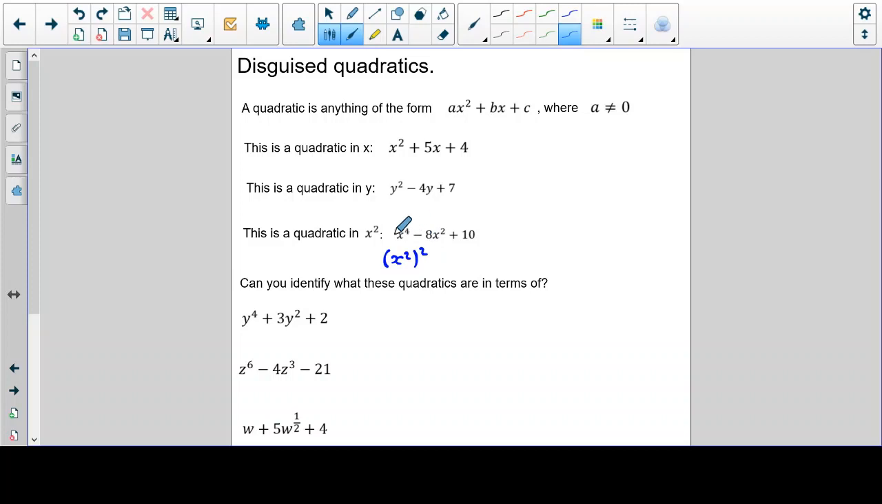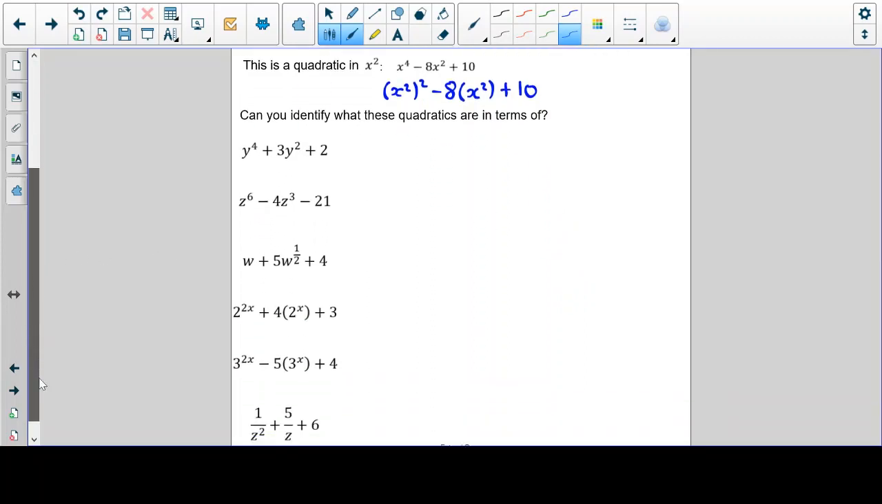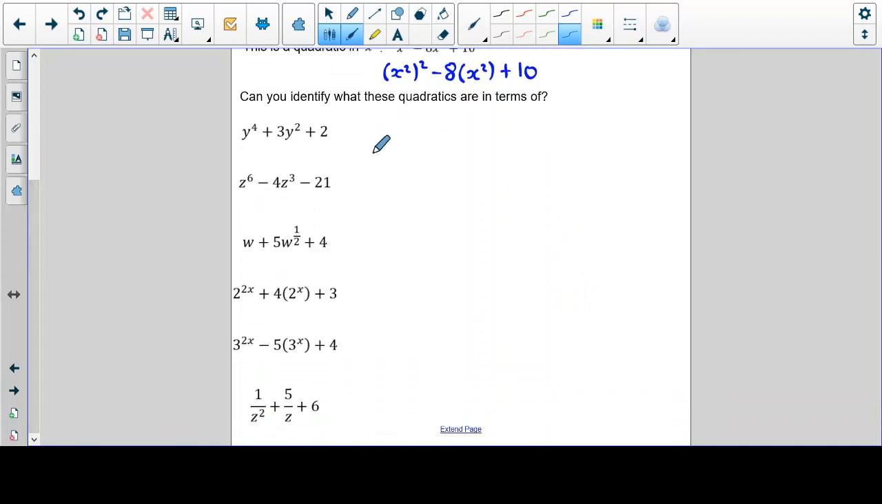X squared squared gives us x to the power 4. The next term has the x squared in it. And we have a plus 10. So we have something squared minus 8 times something plus 10. So it's a quadratic. So can you spot what these are quadratics in terms of? Pause the video, have a go, before we have a look at them.